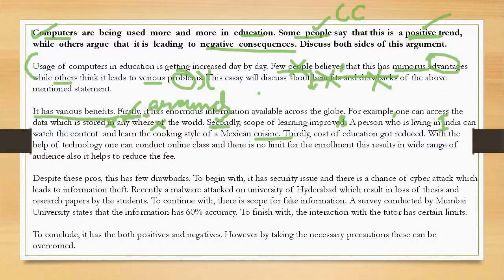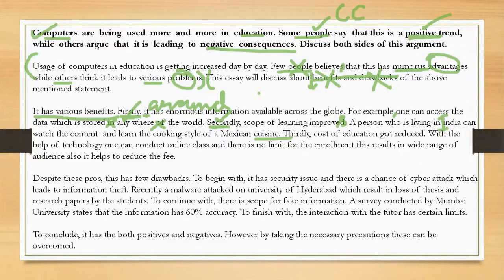You can learn at any time of the day, at 3 a.m. in the morning, at 10 p.m. at night. So you can basically get the flexibility of timing. So you can say, secondly, it allows an individual to learn anywhere, anytime at his own flexibility, comfort, and convenience. So flexibility, comfort, convenience, these are the three good words that you can use in this sentence. And then you can give an example. For example, a person living in India can learn from these videos how to cook a Mexican cuisine.